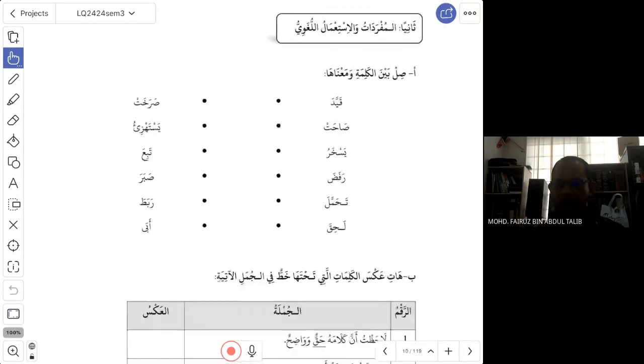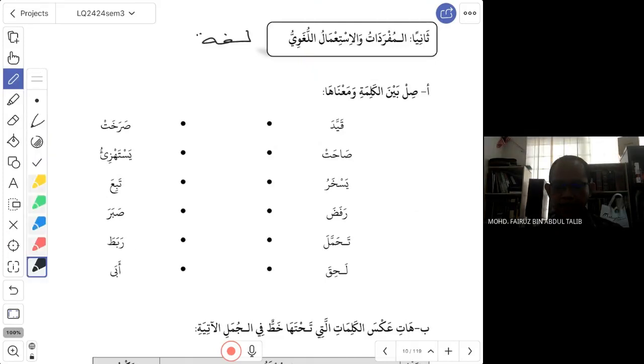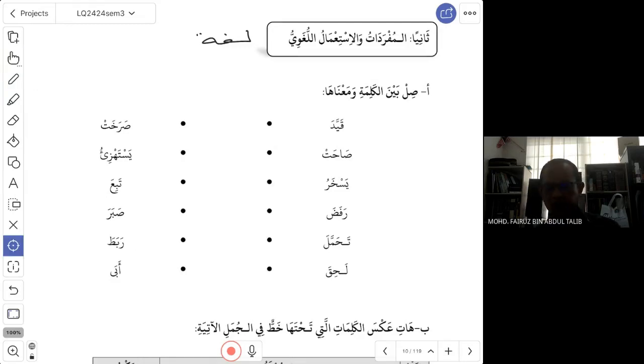Now, al-mufradat wal-isti'mal al-lughawi. Vocabularies and the language usage. Isti'mal, usage of the language. Lughawi from the word lugha, language. Now, sil bayn al-kalima wa ma'naha. Sil, connect between the words and the meaning. So this is just synonym of the words. Okay, let us do this together.